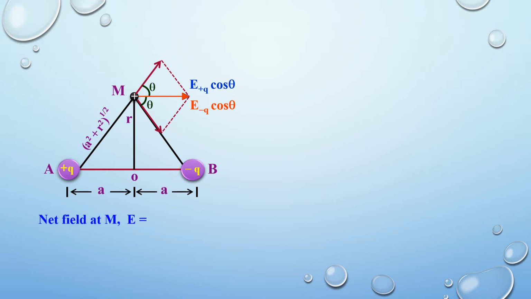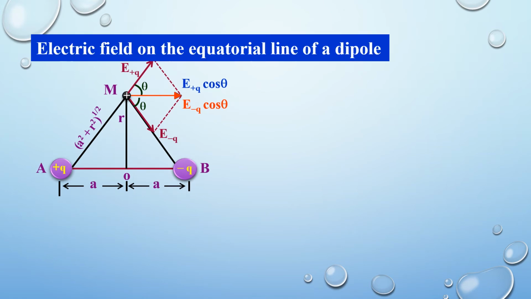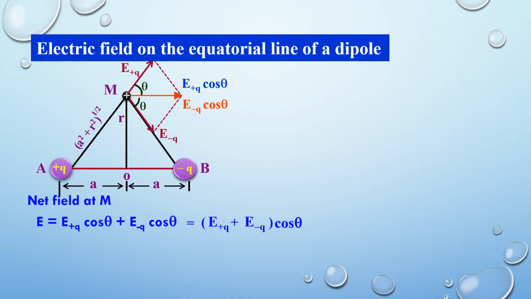Now, the net electric field at M is E equal to E cos theta due to the positive charge plus E cos theta due to the negative charge. So the electric field due to both of them can be found as E cos theta plus E cos theta, which gives the electric field due to the positive plus the electric field due to the negative, into cos theta, which is a common factor between both of them.